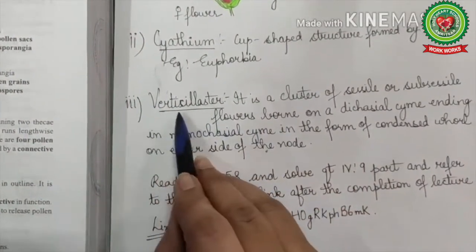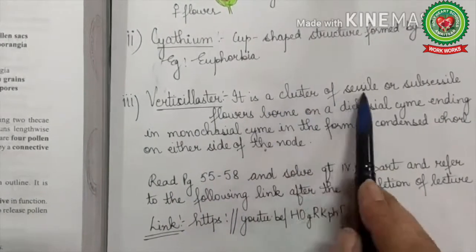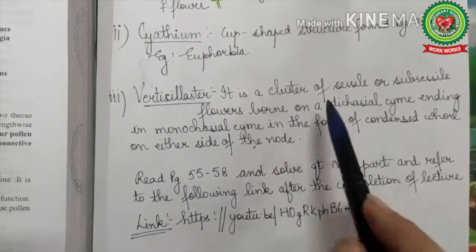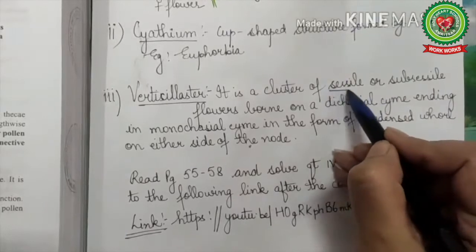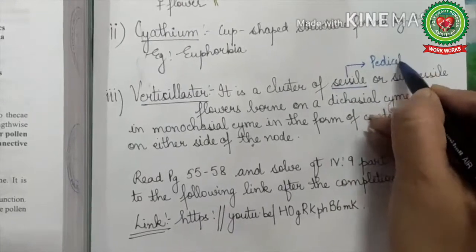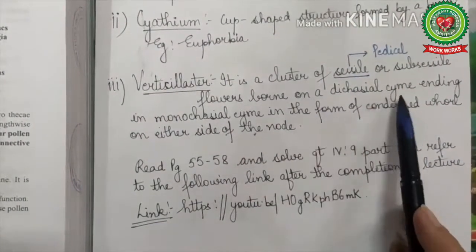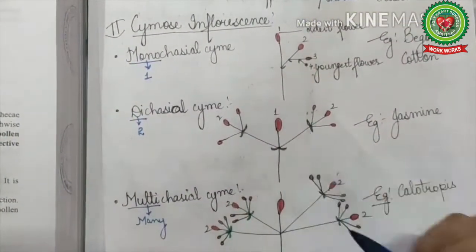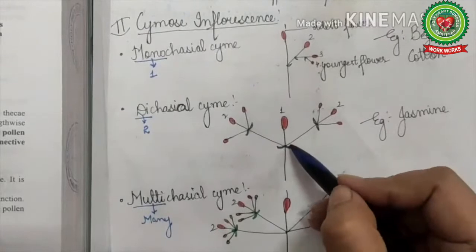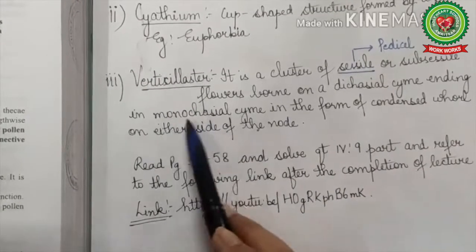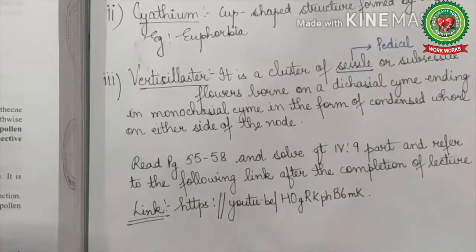Now the last one in this row is verticillaster. The pronunciation is verticillaster. Note down this definition, it will be much easier for you. It is a special type of cymose inflorescence in which there is a cluster of sessile flowers. The word sessile means pedicel is absent. The flowers are borne on a dichasial cyme. Dichasial cyme we have already discussed. In the dichasial cyme, as shown in the diagram, the main axis ends in a flower and has lateral branches which again terminate in a flower. So it is verticillaster, ending in a monochasial cyme in the form of a condensed whorl on either side of the node.